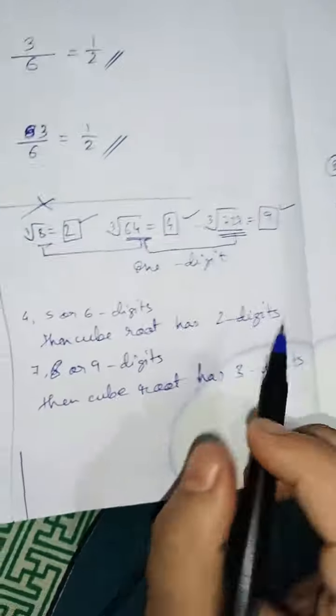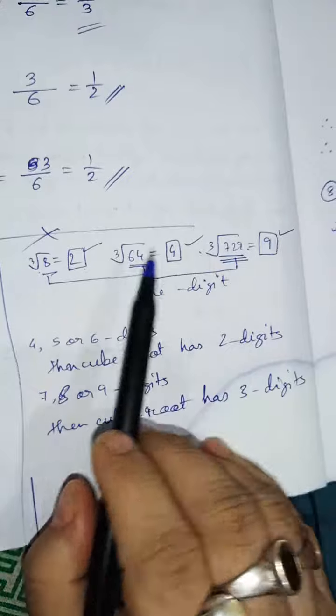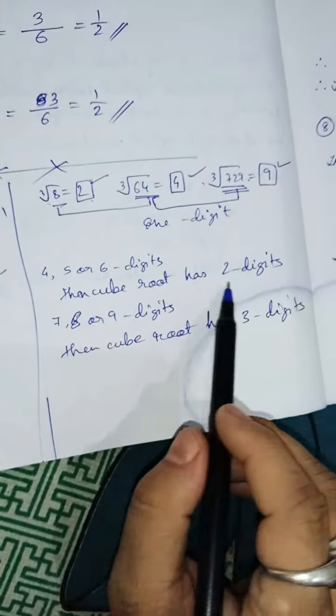Remember this property. If I take a number of 1 digit, 2 digits or 3 digits, the cube root will have only one digit. If I take a number of 4, 5 or 6 digits, the cube root will have 2 digits.